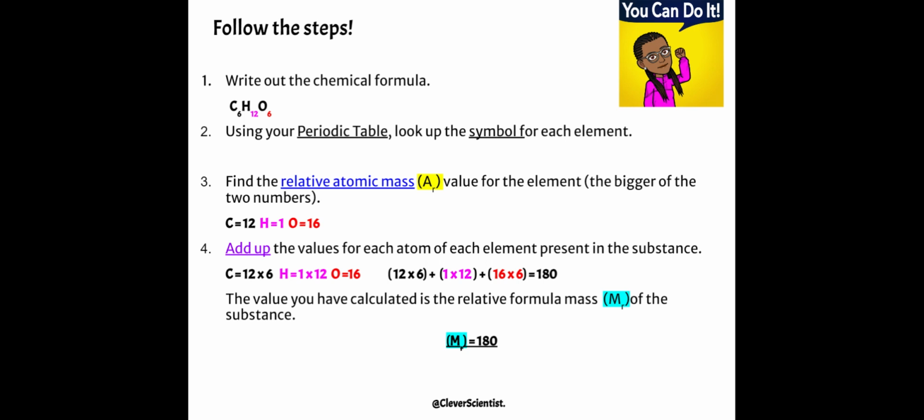Handy hint for you. There are certain substances that you will come across quite a lot, such as glucose. So it's really useful to learn the formulas as you go along, and without even knowing it, you'll end up learning the relative formula masses as well. So this will save you some time in your exam.